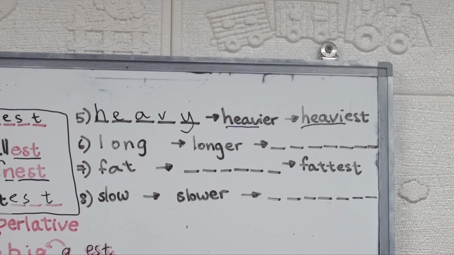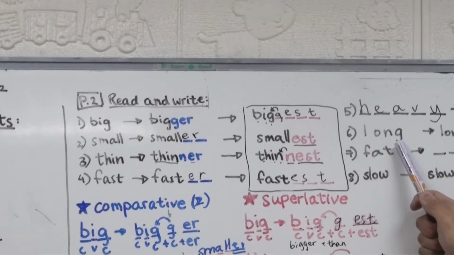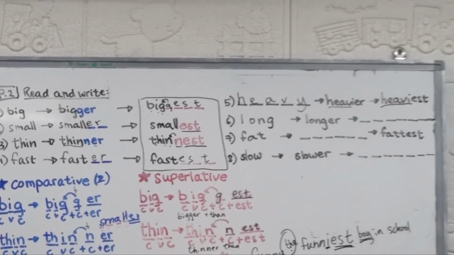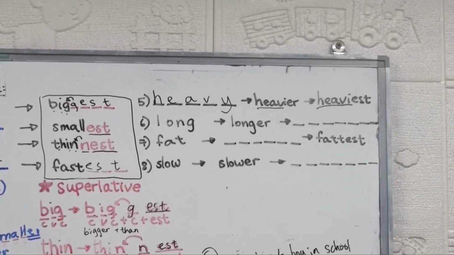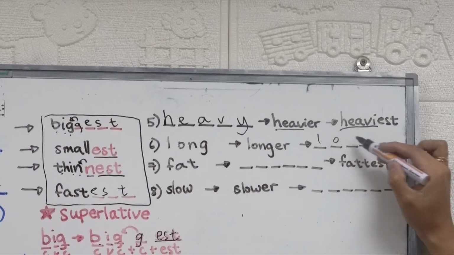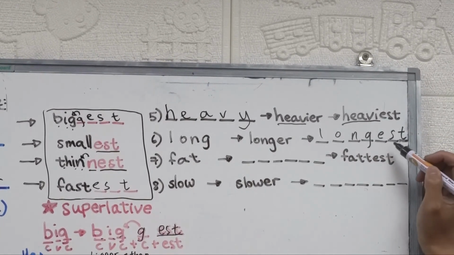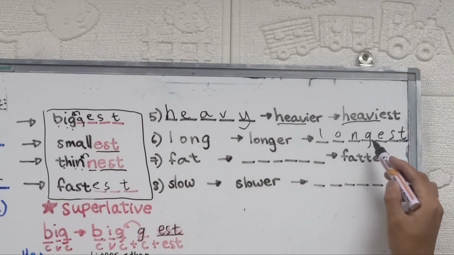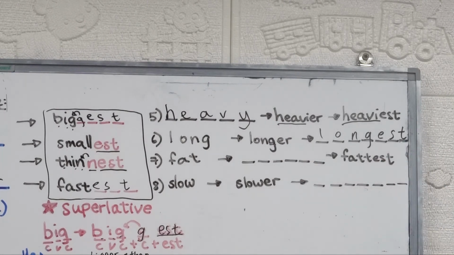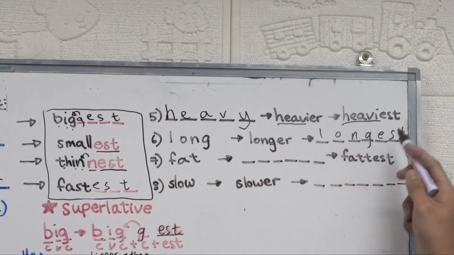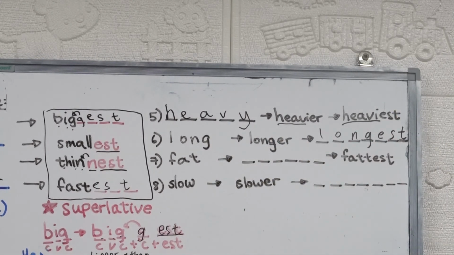Alright, what about this one? Let's try to do it together. If we have small, smaller, smallest, then it will become long, longer. Longerest is wrong. Longest, right? No need to put another G in longer. So no need to put another G in longest. Long, longer, longest. Long, longer, longest.